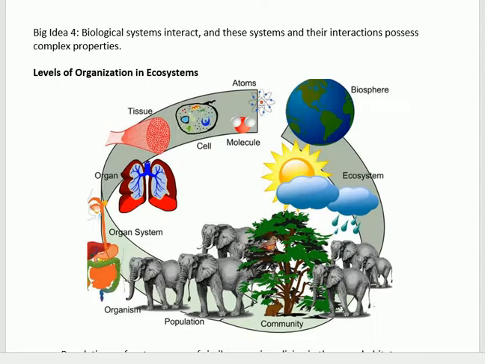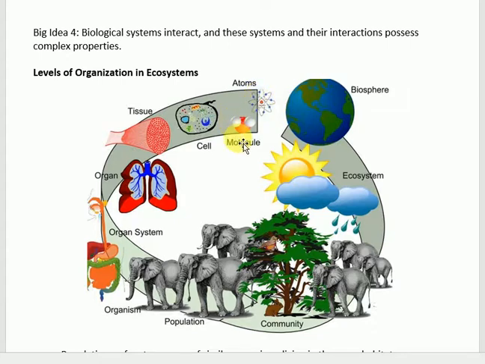So this lecture we're going to start with looking at big idea number 4 related to ecology. Biological systems interact, and these systems and their interactions possess complex properties. So this diagram here shows you levels of organization in an ecosystem. And you'll notice that it starts out with an atom. And we know that's the smallest particle.